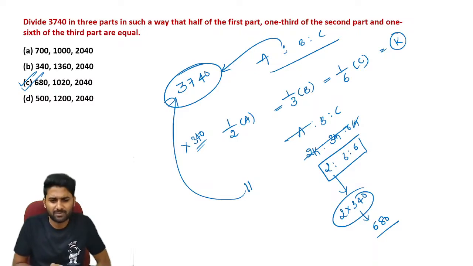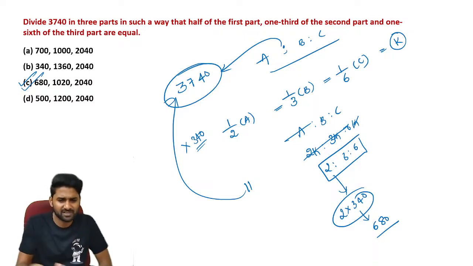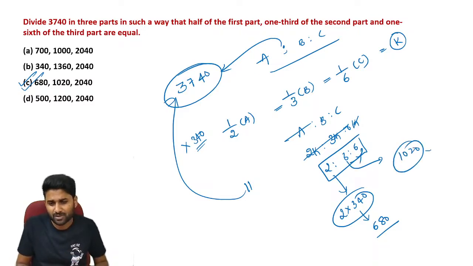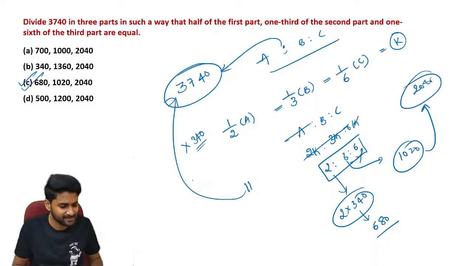And if you are interested, you can multiply 340 with 3 and 340 with 6, that will become the answer. And you know that 6 is double of 3. 3 into 340 is 1020, and double of that number is 2040. And the suitable answer is C.